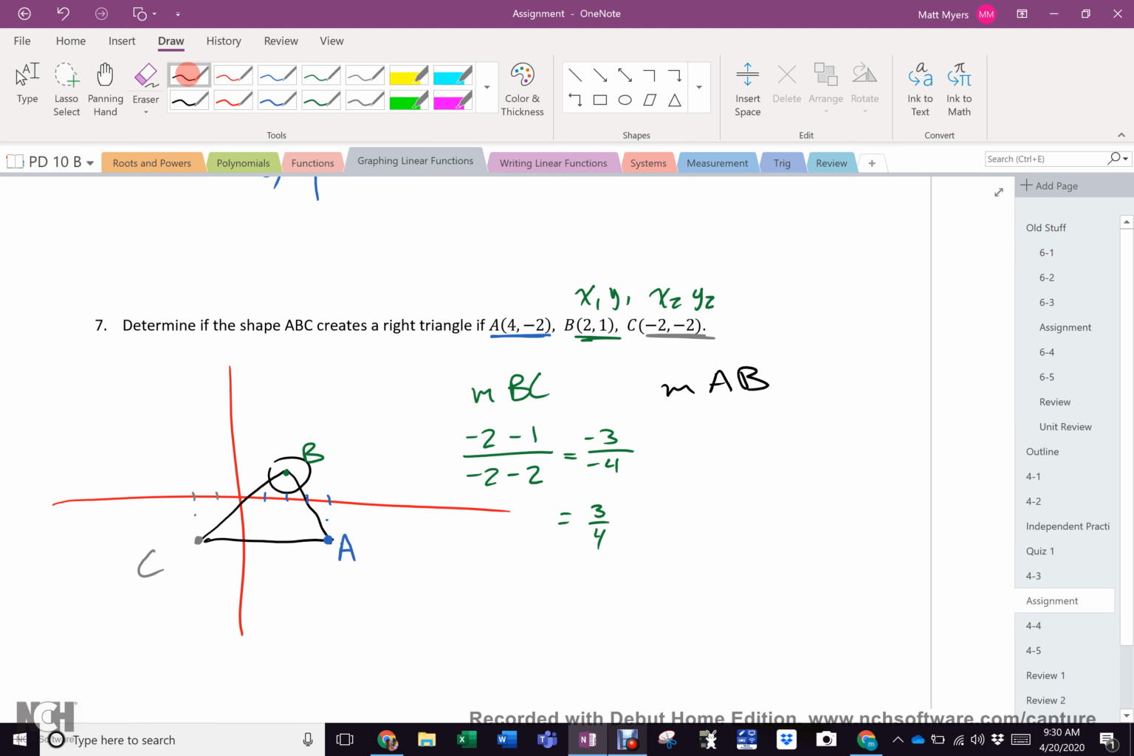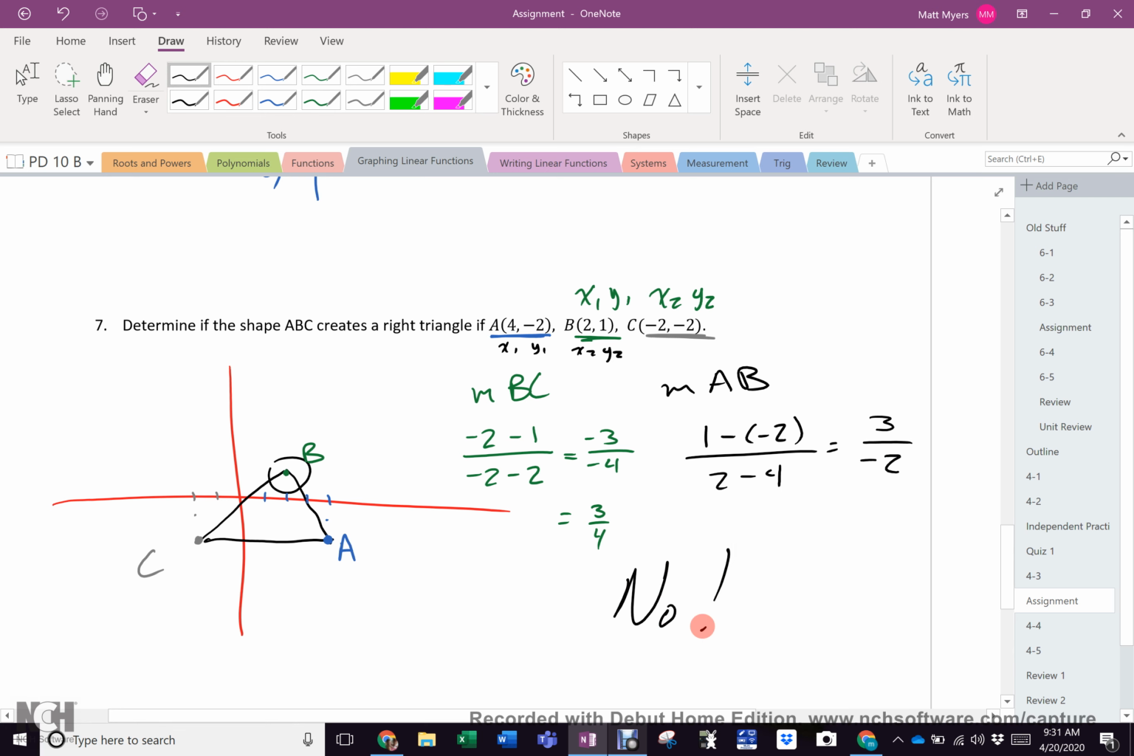Let's check. AB this time. x1, y1, x2, y2, 1 minus 2 over 2 minus 4. 1 minus 2 is 1 plus 2, which is 3. 2 minus 4 is negative 2. Are those opposite reciprocals? No.